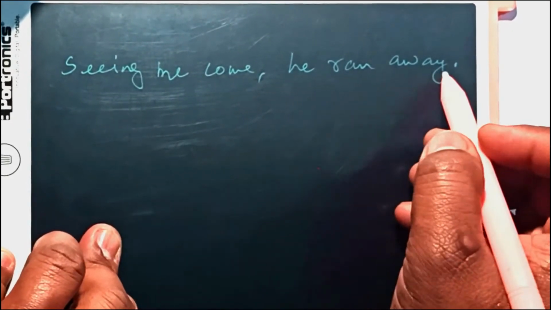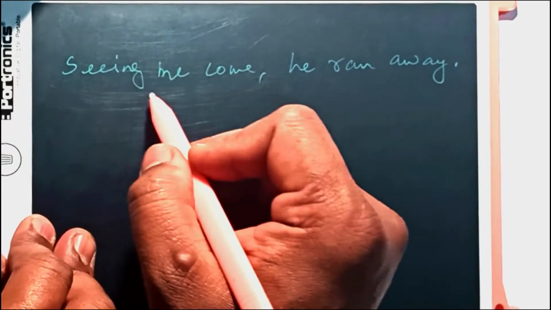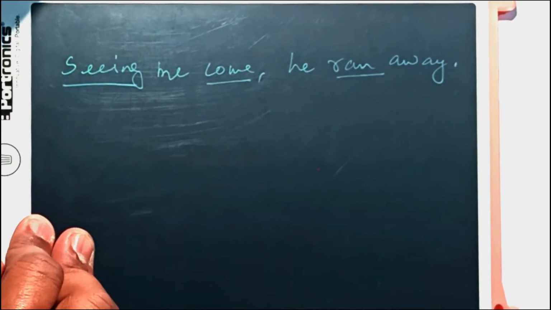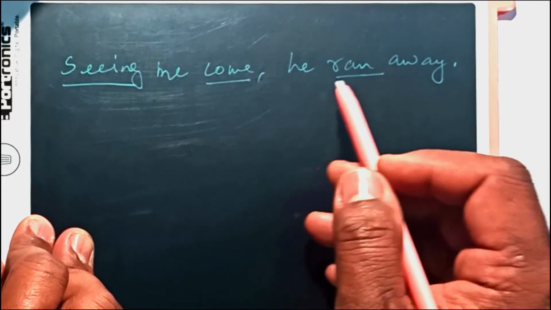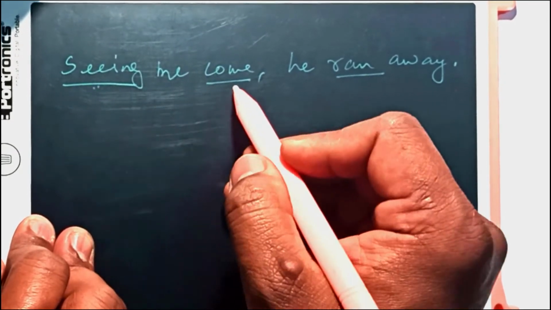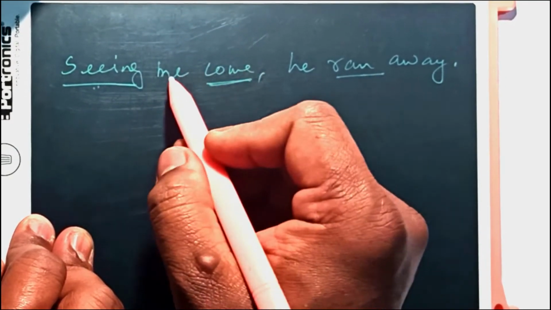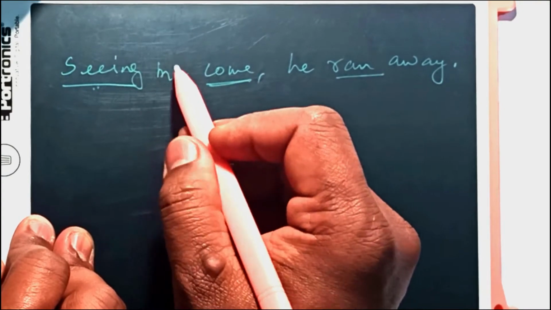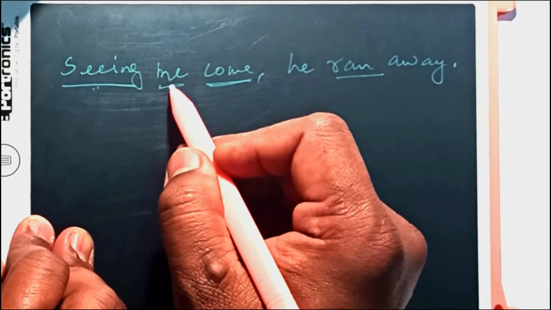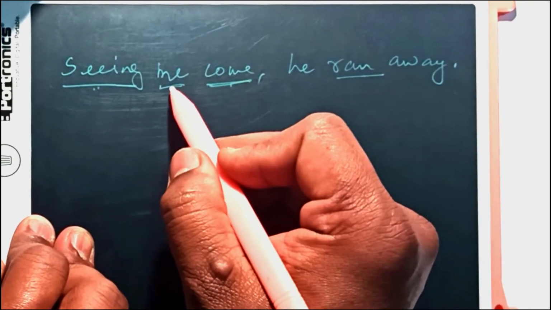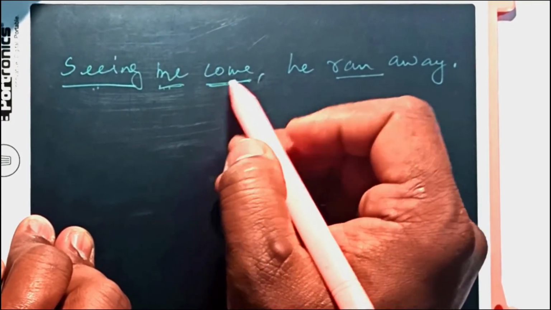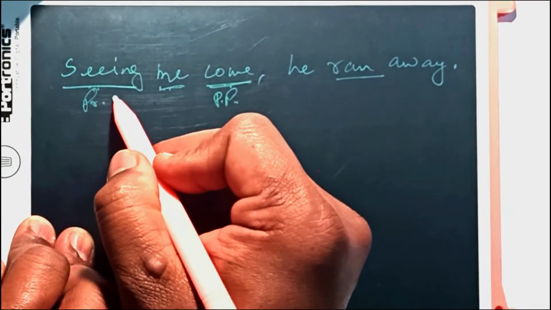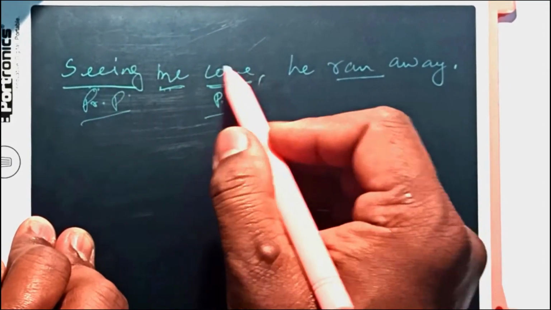Now look at this sentence. Seeing me come, he ran away. We have three verbs here: seeing, come, and ran. But when we look at all these three verbs, what we can see is that this is a present participle and this is a past participle. Because we can never write a sentence starting with me like this, me come, you cannot write. We can write I come when we change the pronoun form. So with me, you cannot write come. So when we have written me come like this, that means this is our past participle form. Seeing is already a present participle. Okay, so both are participles now.